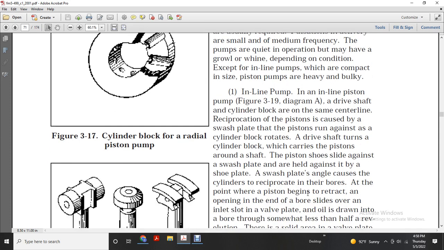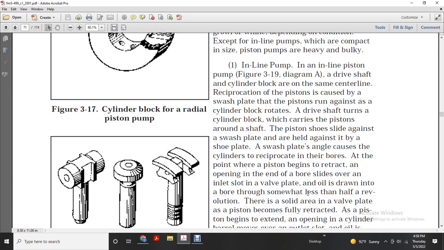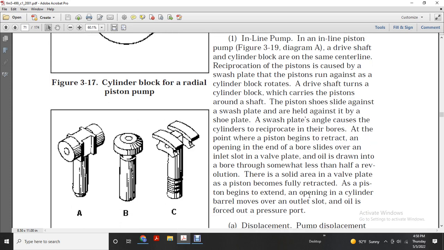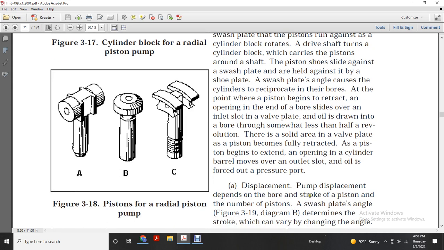At the point where the piston begins to retract, the opening end of the bore slides over the inlet slot of the valve plate and oil is drawn into the bore. Somewhat less than half of the revolution, with these solid areas of the valve plate, the piston becomes fully retracted. The piston begins to extend, the cylinder barrel moves down the outlet slot, and oil is forced out under pressure. Figure 318 shows the pistons of the radial position.